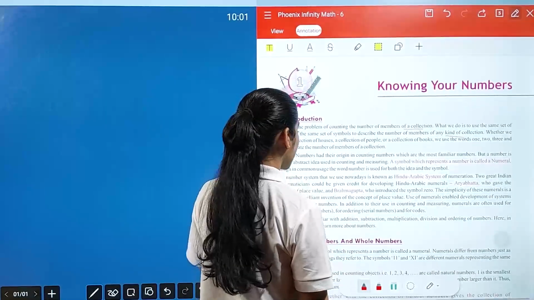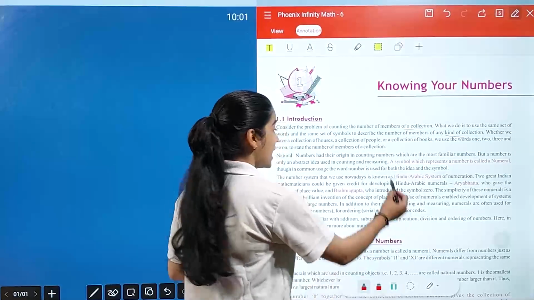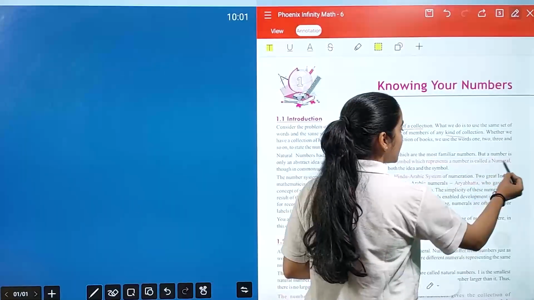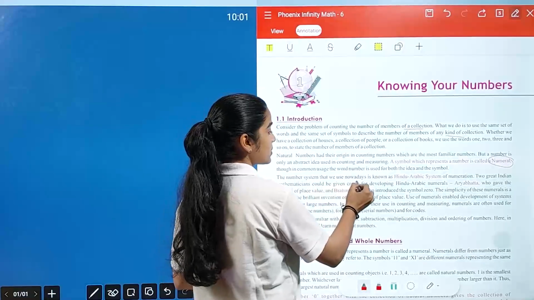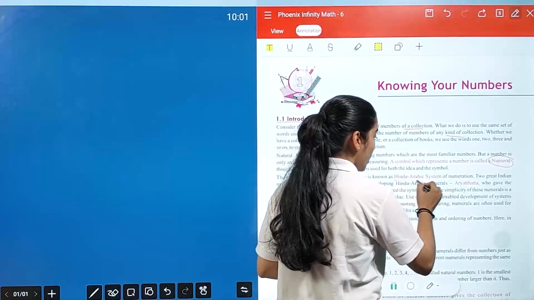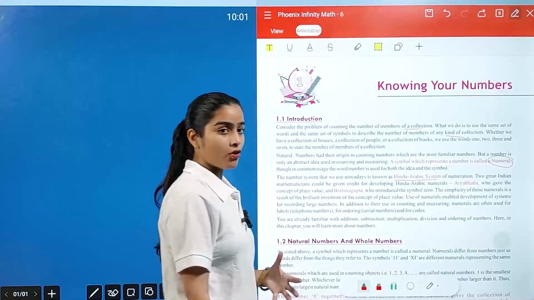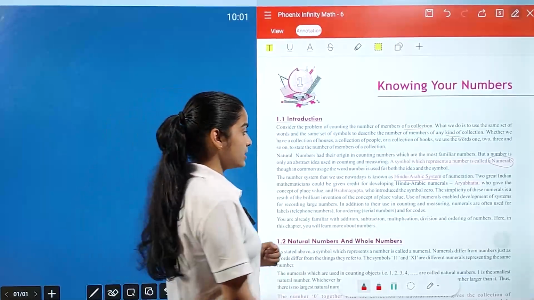Natural numbers have their origin in counting numbers, which are the most familiar numbers, but a number is only an abstract idea used in counting and measuring. A symbol which represents a number is called a numeral. The number system that we use nowadays is known as the Hindu-Arabic system. Which kind of system are we using nowadays?